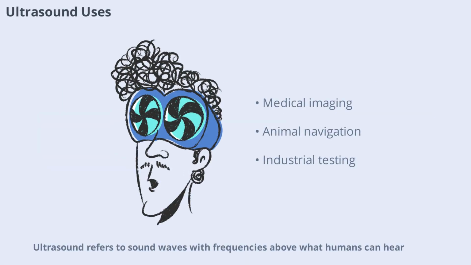Ultrasound refers to sound waves with frequencies above what humans can hear. These waves are used in medical imaging like ultrasound scans for babies and in cleaning delicate objects. Bats and dolphins use ultrasound to navigate and hunt. Ultrasound technology is also used in industry to detect flaws in materials.